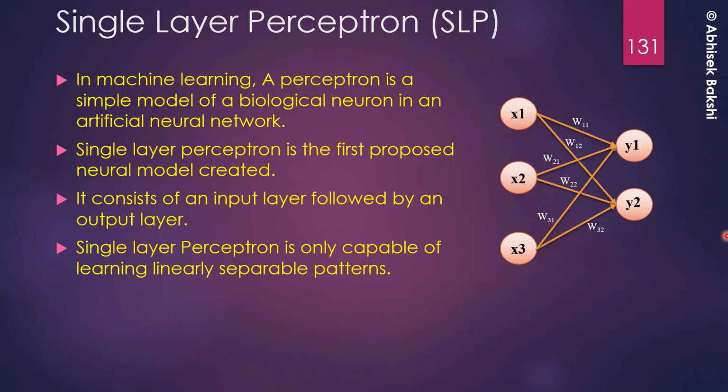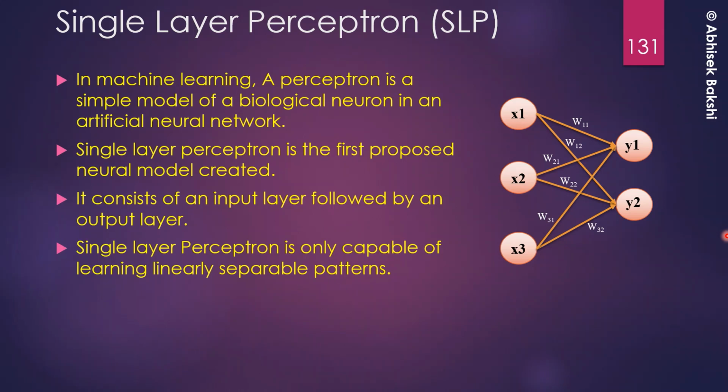You can say that I have two layers, inputs and outputs, but inputs and outputs are not considered as two different layers here. Single layer means there is no other layer present in between input and output. That's why single layer. Directly they are connected. Now here we have written a very important point, which we will understand more. That is, single layer perceptron is only capable of learning linearly separable patterns.